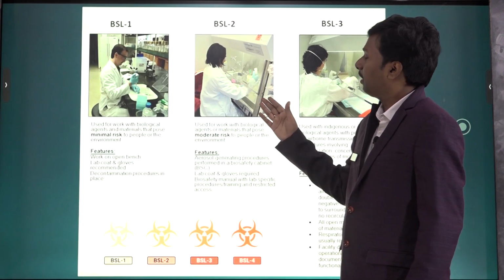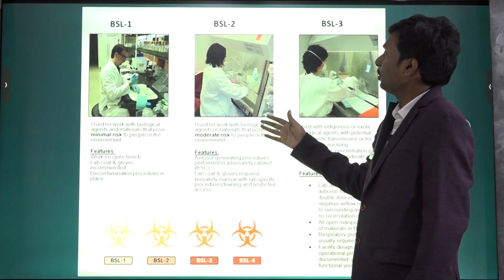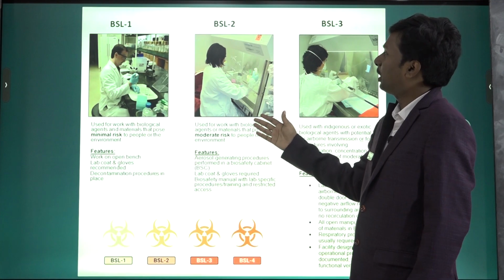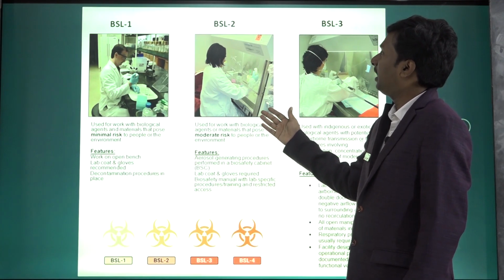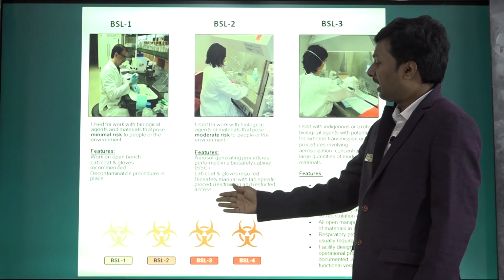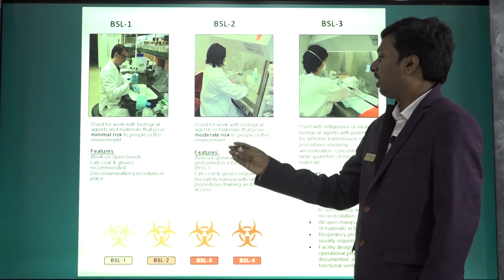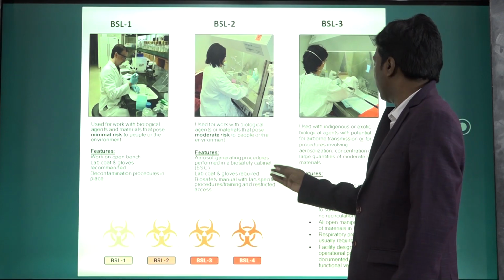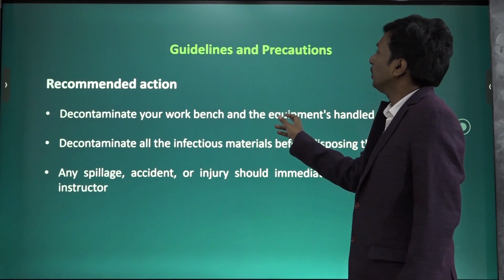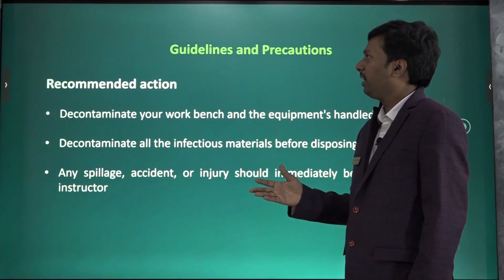So these are the different BSL 1, 2, 3 and 4. Here the picture shows how we perform work in the laboratory and handle the microorganisms. As I said, BSL 1 to 4 go from low-level-risk microorganisms to high-level-risk microorganisms. Next, guidelines, precautions and recommended actions.